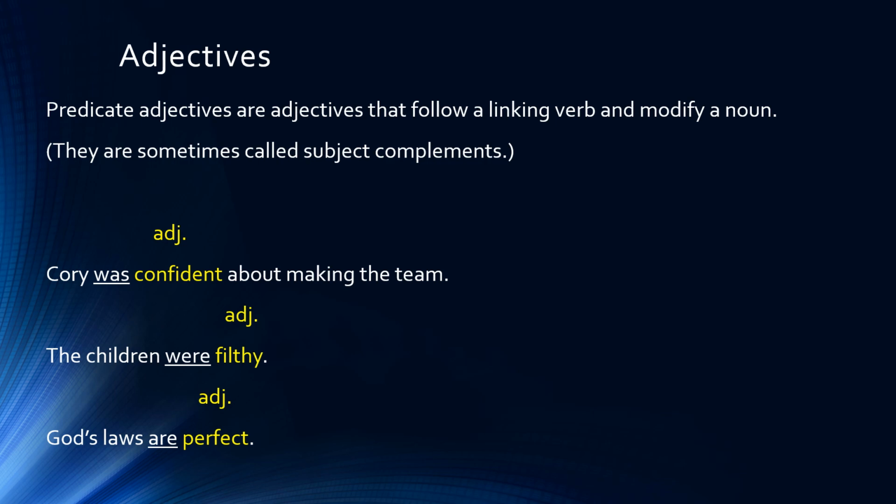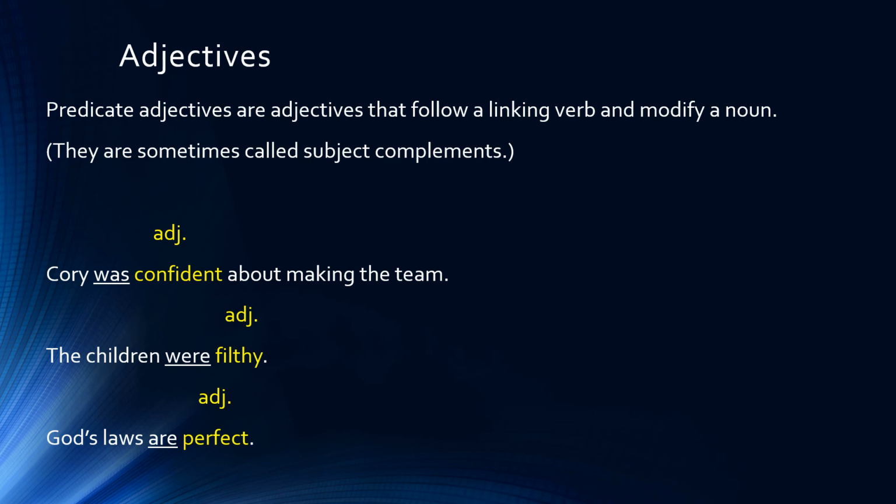Predicate adjectives are adjectives that follow a linking verb and modify a noun. These words are sometimes called subject complements. And this is what I was referring to earlier when I said we would come back to adjectives that follow a linking verb modifying the noun. Corey was confident about making the team. The verb was is a linking verb, and it links confident back to the subject, Corey.